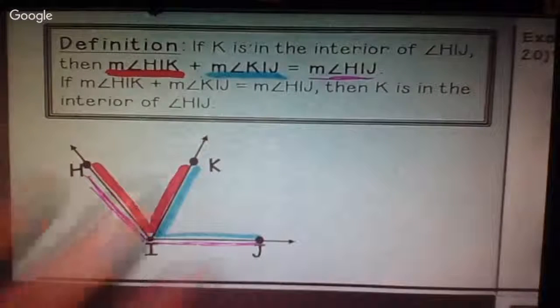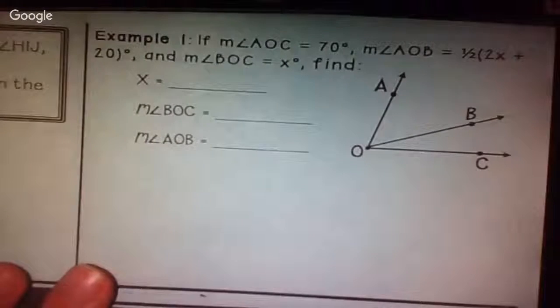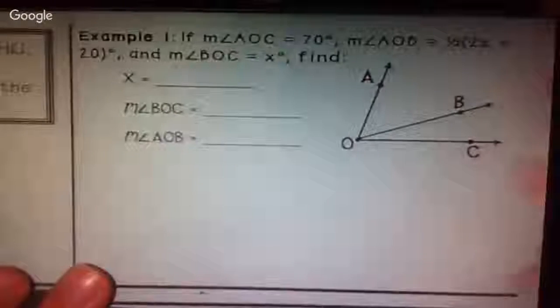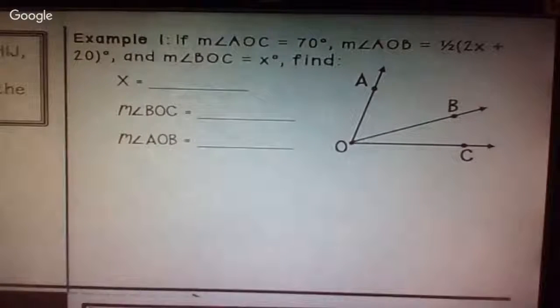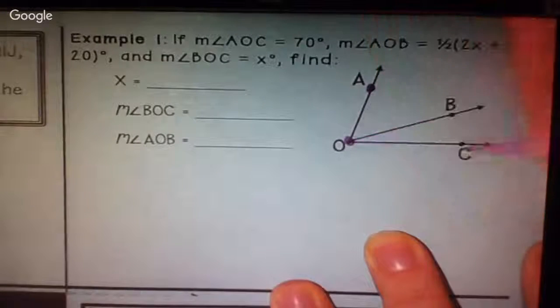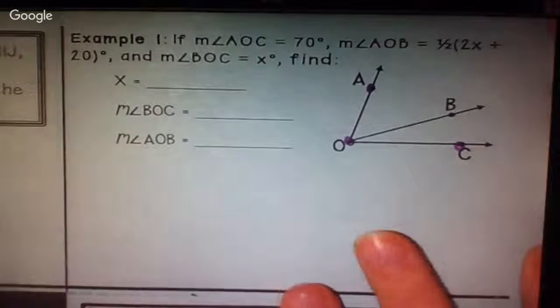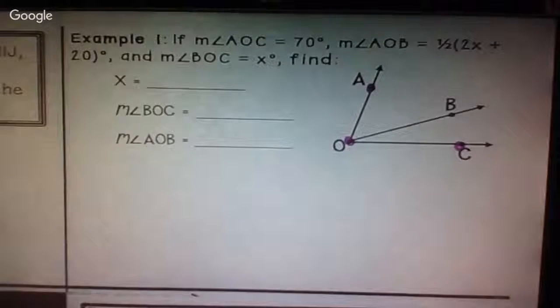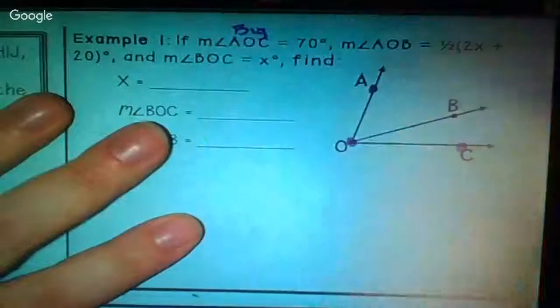Okay, so when we go to solve these, it's very important that we show which one's the big angle and which ones are my small angles. The first thing says measure of angle AOC. Is that my big angle or my small angle? That's the big one. So above this, I would write big.